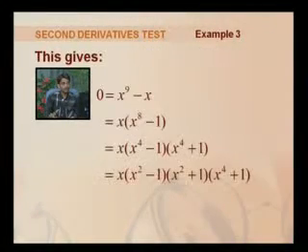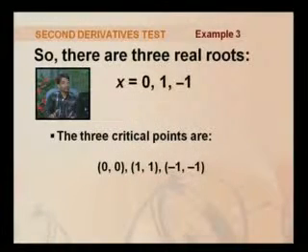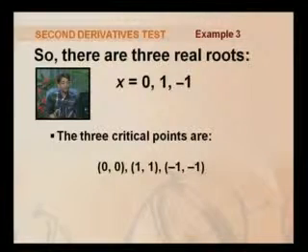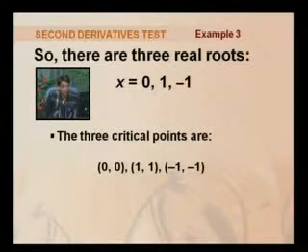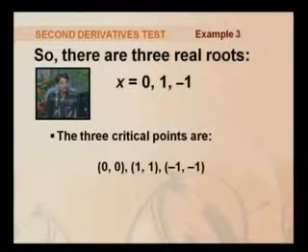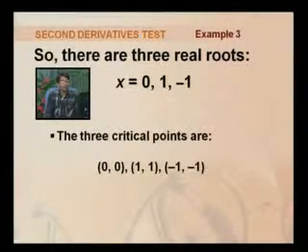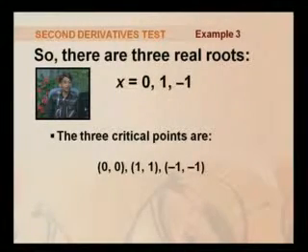So here x is equal to 0, so y is equal to 0; x is equal to 1, so y is equal to 1; and x is equal to minus 1, so y is equal to minus 1. So in this case we have 3 critical points: (0, 0), (1, 1) and (minus 1, minus 1). We will use all these 3 points and find whether the function has a maximum or minimum, or whether any point is a saddle point.